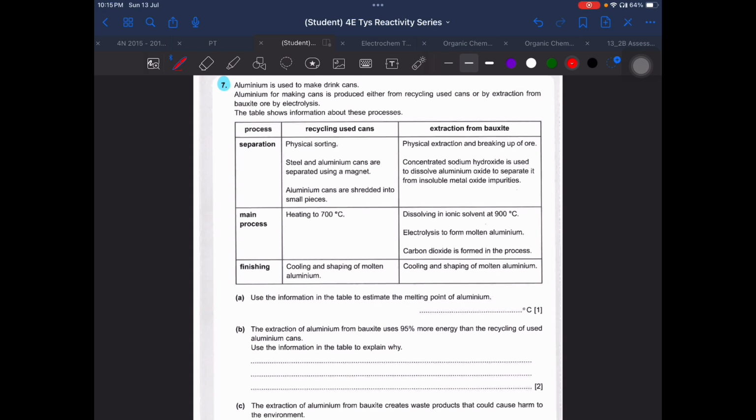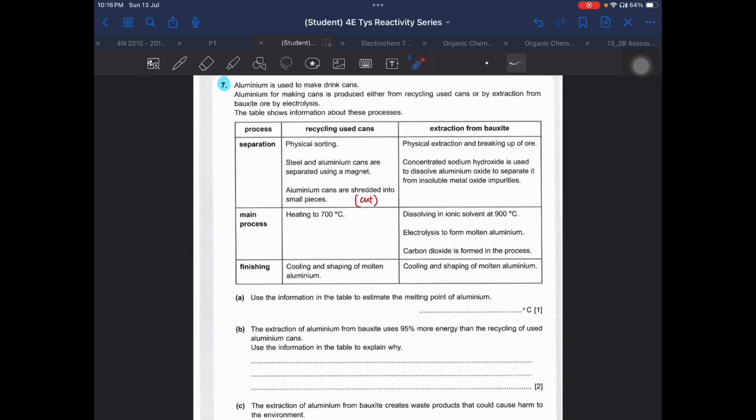So let's take a while to study this table and gather some information to attempt the database question. Remember, the tip for every database question is to read it and compare as we go along. Let's look at the recycling part. Recycling goes through physical sorting. You separate them using a magnet, then you shred, which means to use a metal to cut it up into small pieces. You heat it to a very high temperature of 700 degrees Celsius, cool it down, then reshape it to form molten aluminum.